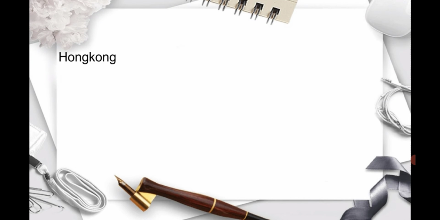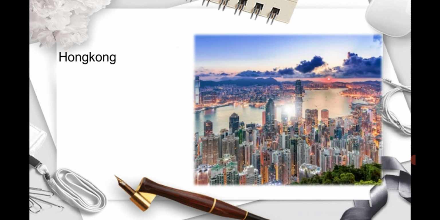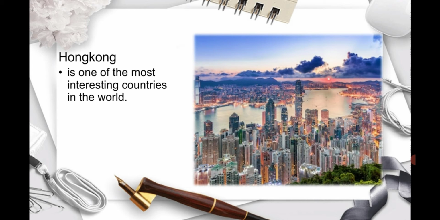Hong Kong is the most capitalist country. It is one of the most interesting countries in the world and a special administrative region in China. This country is known for global trade and investment. This is because its economy is very open. There are no tariffs on goods imported into Hong Kong, and many businesses and people go to Hong Kong to trade and invest.